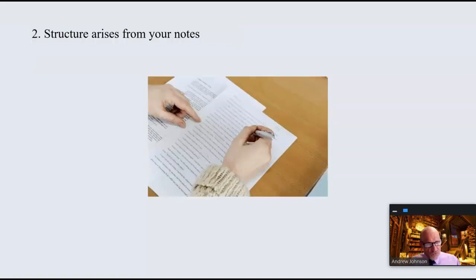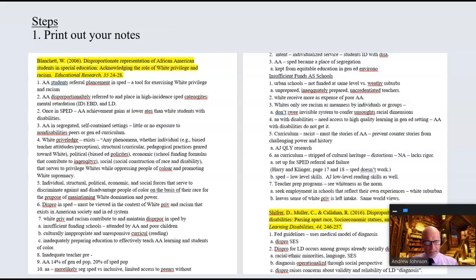So structure arises from your notes. Now you may have a good idea of the structure of your literature review, the headings, the subheadings, where you want to go with that, but allow, again, your data to speak. Allow the literature to speak. As you are looking at your notes, the structure arises.